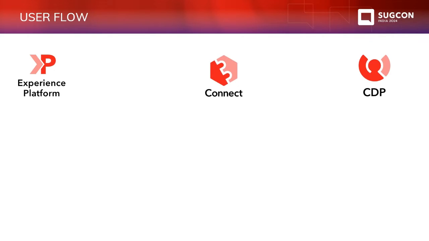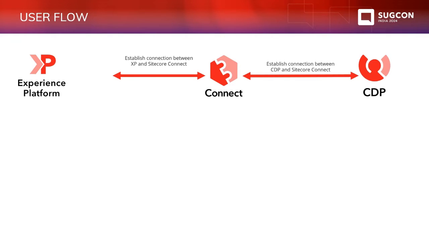Now the user flow, how the contacts will be migrated from XP to CDP. You can see there are three things that you will need. First, XP, from where you are going to migrate your contacts. Second, Sitecore Connect instance, where you will upload your recipes, and it will make a connection to your XP and CDP instance. So here you will need to make connections via Sitecore Connect recipes to the XP and CDP instance. I'll show you how to make those connections.